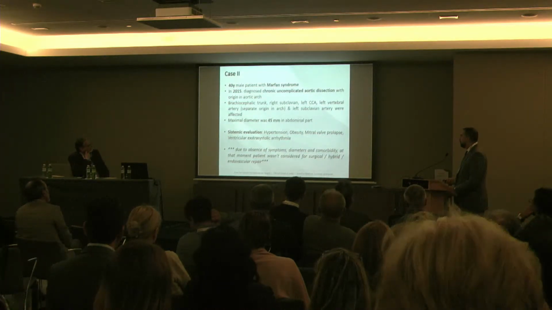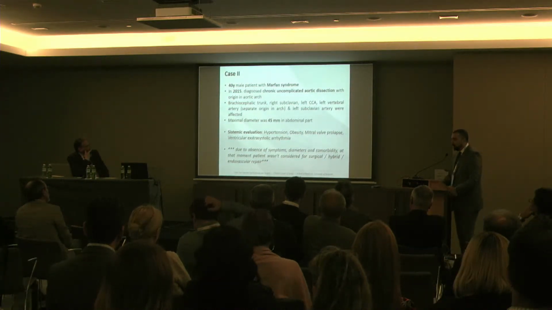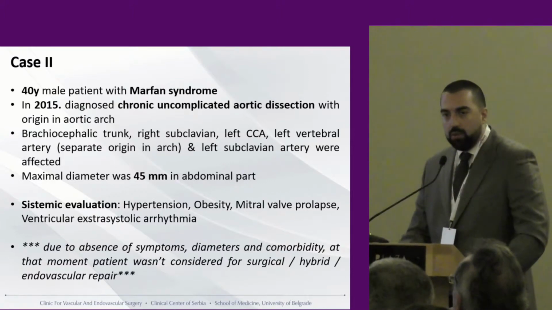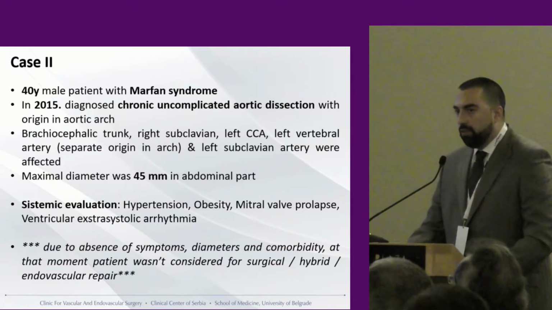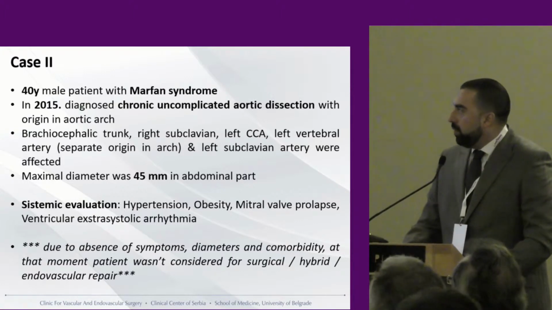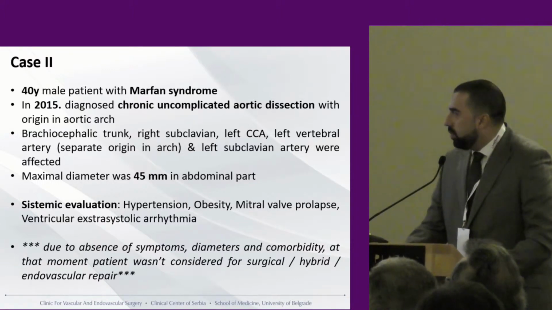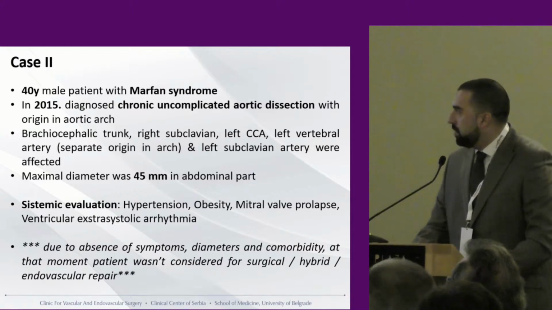This is also a very young male patient with Marfan syndrome. Initially, he was admitted in 2050 because of an ultrasound diagnosed small abdominal aortic aneurysm with a maximal diameter of 45 millimeters. When we performed the MSCT, we saw that he had a chronic uncomplicated aortic dissection with the origin in the aortic arch. Brachiocephalic trunk, right subclavian, left common carotid artery, left vertebral artery as a separate origin, as well as the left subclavian artery were affected with the dissection.